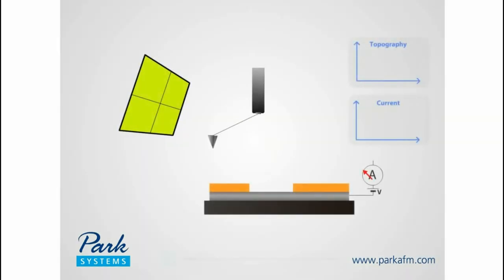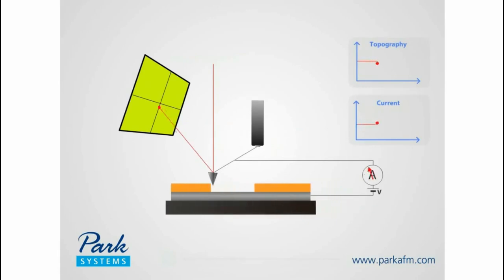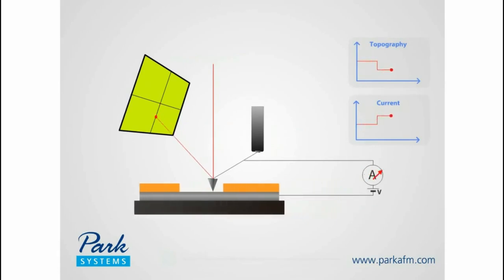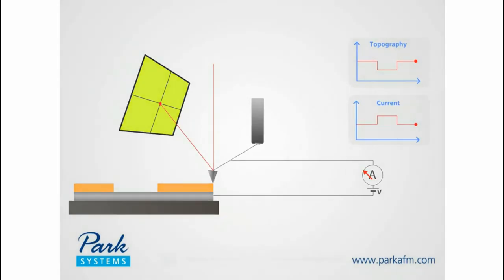Conductive AFM. The conductivity of the sample can be measured by performing a contact AFM scan with a conductive biased tip. Regions of high conductivity on the sample surface allow current to pass through easily, while regions of low conductivity will have a higher resistance. Conductive AFM yields both the topography and the electrical properties of a sample surface.